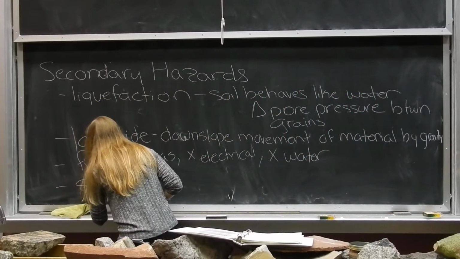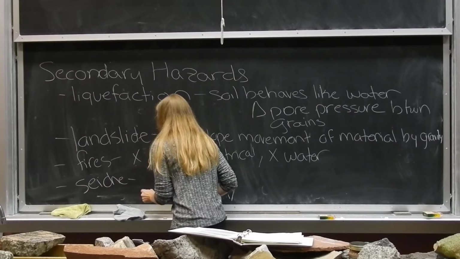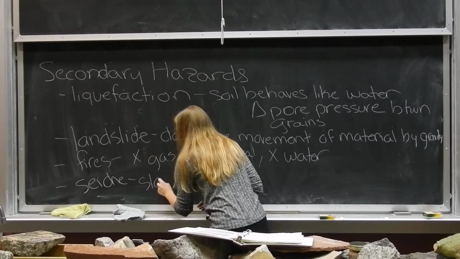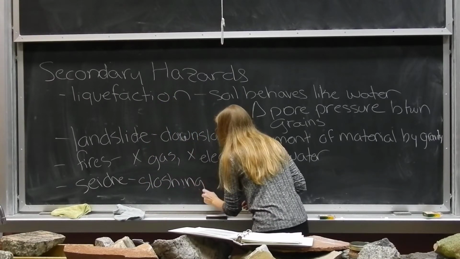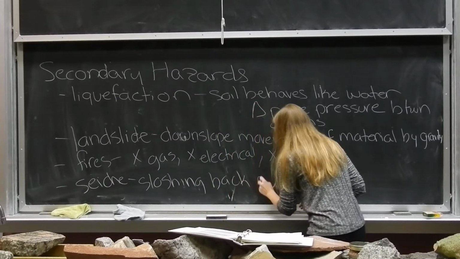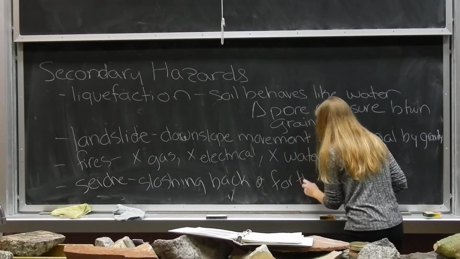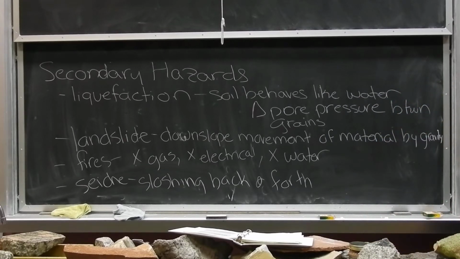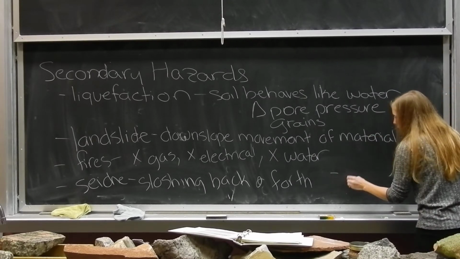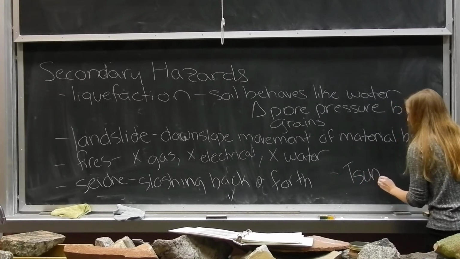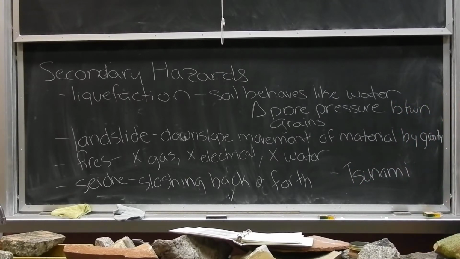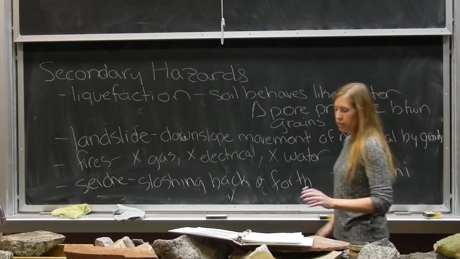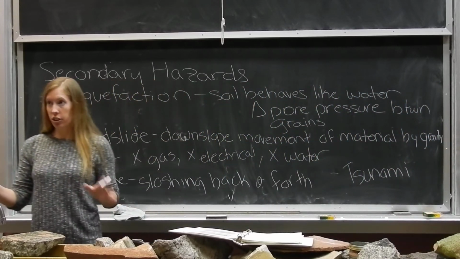We'll probably have our seiche, sloshing back and forth. Particularly Great Salt Lake. If you have a pool in your backyard, you'll probably see that as well, sloshing back and forth. And then our final one is a tsunami. Not so much of a hazard for Utah, but definitely along the coast.